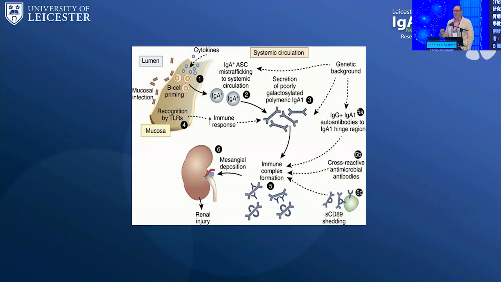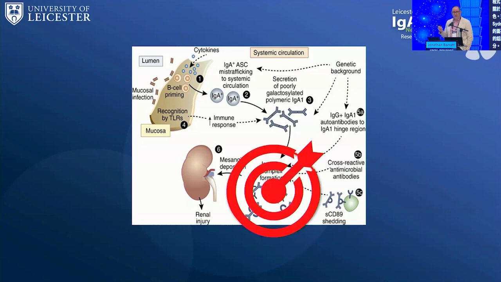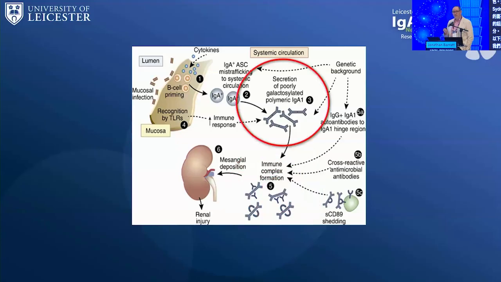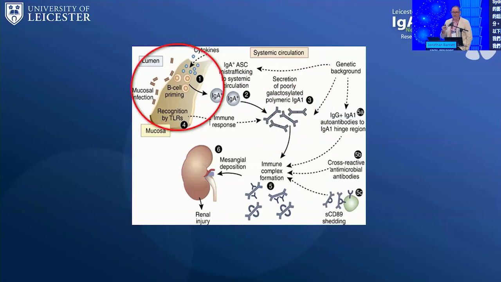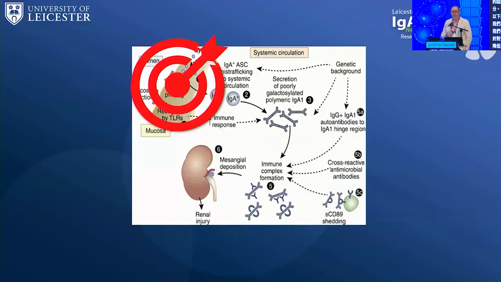But when we think about what we might achieve by targeting B cells, we have the opportunity to target immune complexes. If we target B cells, we can reduce immune complexes. If we target B cells, we can target Gd-IgA1. And we can even give treatments, as we were discussing in the previous session, to target the mucosal immune system, the source of that Gd-IgA1. So targeting B cells allows us to target many of the key components of the pathogenic cascade in IgA nephropathy.